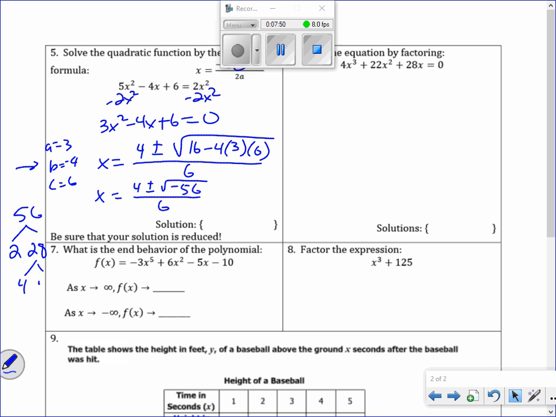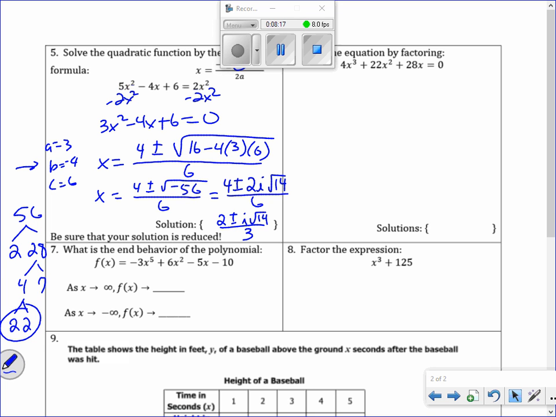28 is 4 times 7, and then I got 2 times 2. So I got a 2 to come out, and a 14 staying in. So when I reduce this, I get 4 plus or minus 2 comes out with my i for the negative, and then I have square root of 14 all over 6. So my final answer, these 4, 2, and 6 all reduced by 2, so I'll say 2 plus or minus i radical 14 over 3. That would be my final answer, 2 answers.